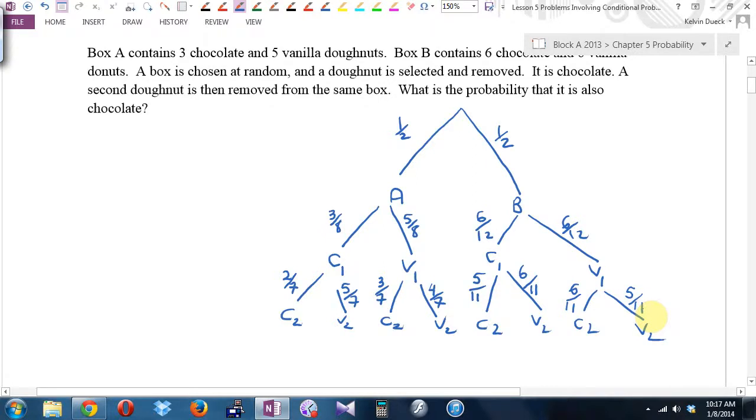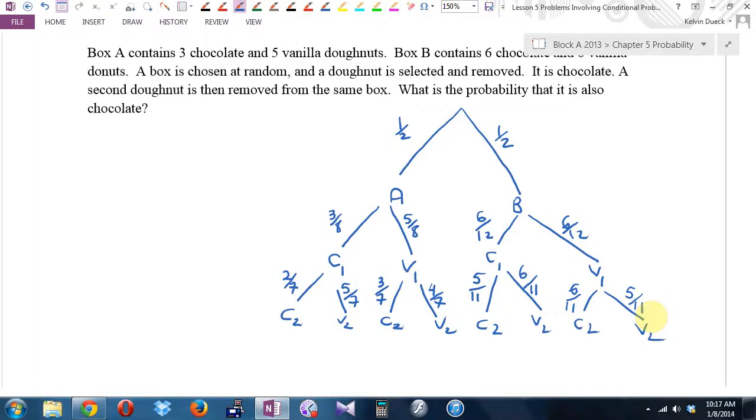Again, my built-in error check. All these branches add to 1. I see 11 out of 11. Also, again, the fact that C2 and C2 down the B branch are different tells you they are dependent events.